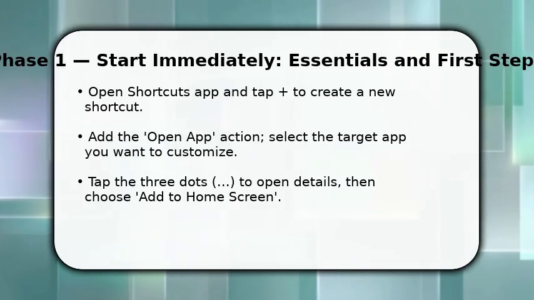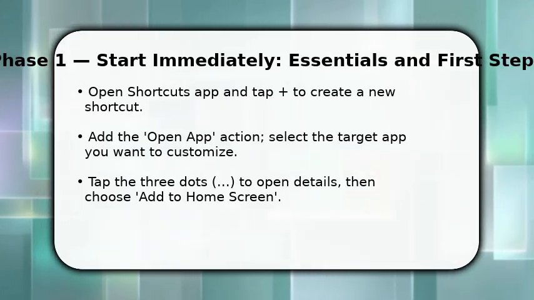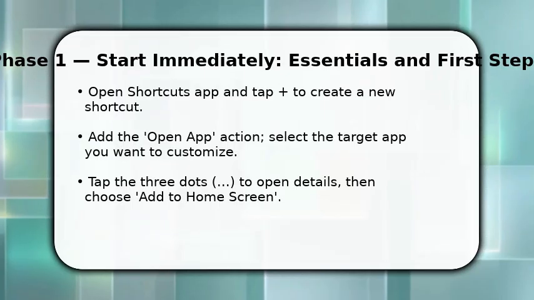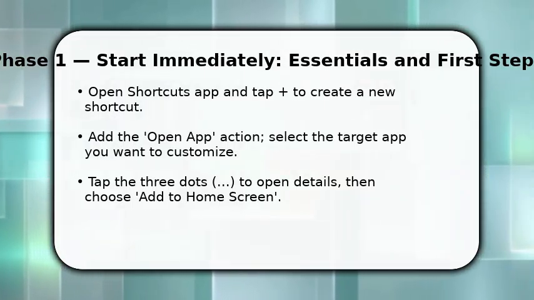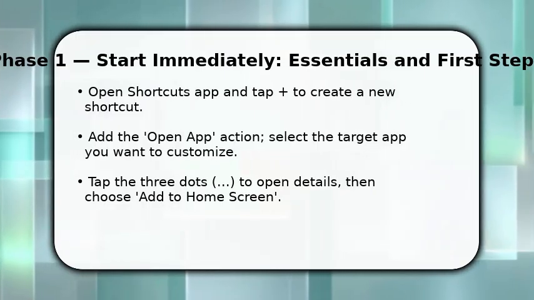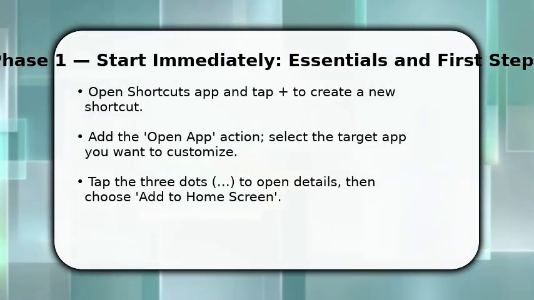Enjoy the video. You begin inside Shortcuts. You need the app and the target app installed. Start a new shortcut and add the Open App action so the shortcut launches that specific app. Select the app from the list. This binds the shortcut to the app's launch behavior.